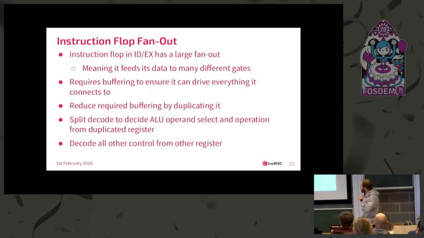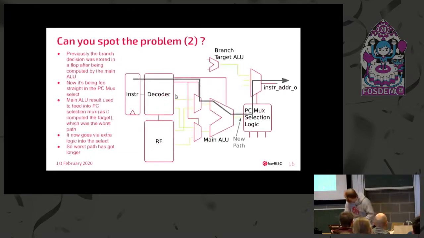And so what we do is we just make a copy of our instruction flop. We now have 2 of them. And then we split out the decoder. So it looks at a replicated version of the instruction, and then it uses that purely to decide the ALU operand select and then the operation. And then the decode for everything else comes from the other register. And in doing this, we make these red lines appear earlier in our cycle, so all of this returns earlier, and we help fix the path.